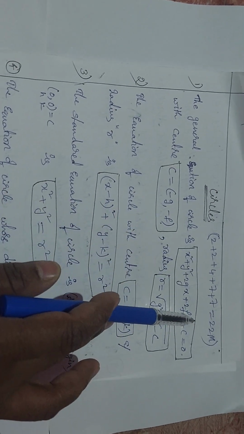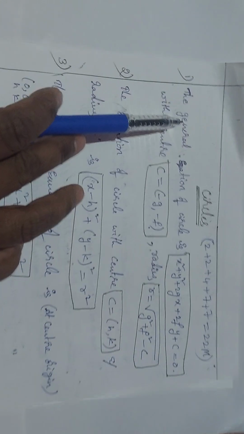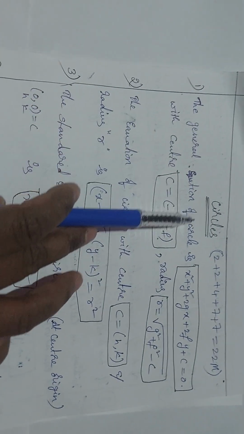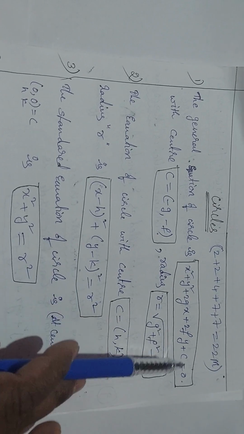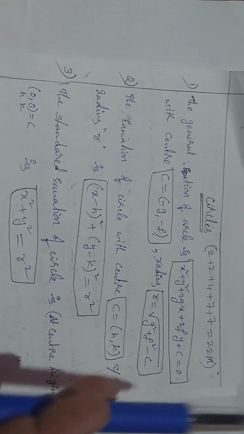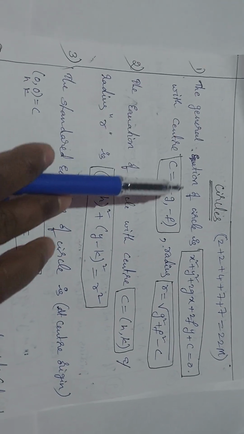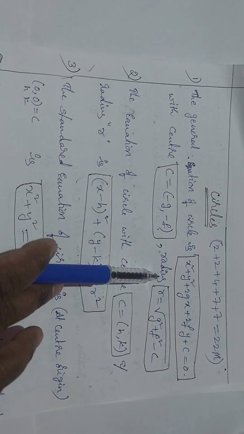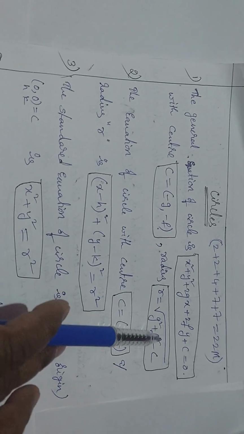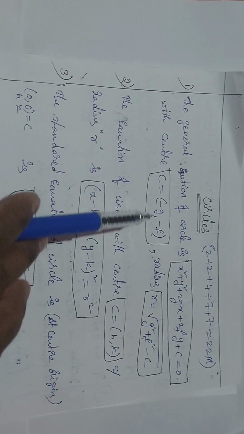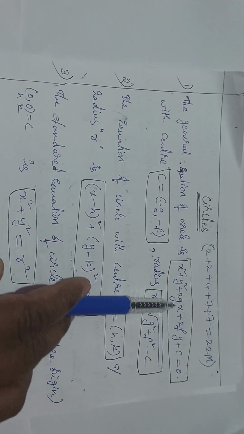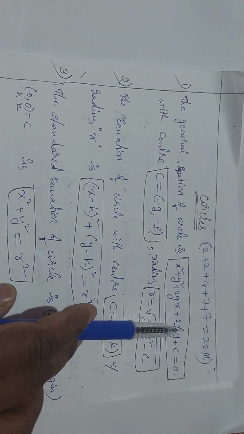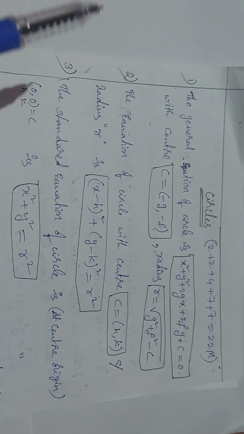From circles, the weightage is 22 marks, and the first formula is the general equation of the circle: x square plus y square plus 2gx plus 2fy plus c is equal to 0, with center C equal to (minus g, minus f) and radius r equal to under root of g square plus f square minus c. To find the center, the x square coefficient and y square coefficient should be 1, the x coefficient value is 2g, the y coefficient value is 2f, and the constant is c.